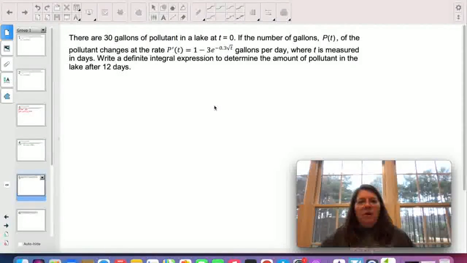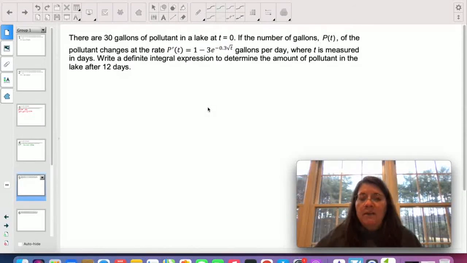In this one, there are 30 gallons of pollutant in a lake at t equals 0. So they've given us our initial value, or our initial condition. If the number of gallons, p of t, of the pollutant changes at the rate of p prime of t equals 1 minus 3e to the negative 0.3 square root of t gallons per day, where t is measured in days, write a definite integral expression to determine the amount of pollutant in the lake after 12 days.